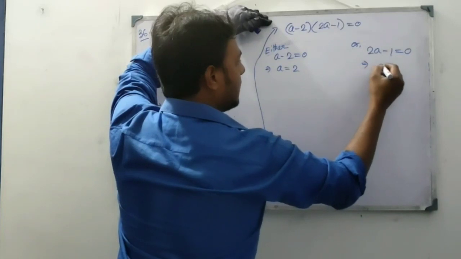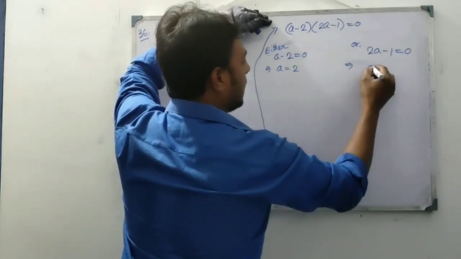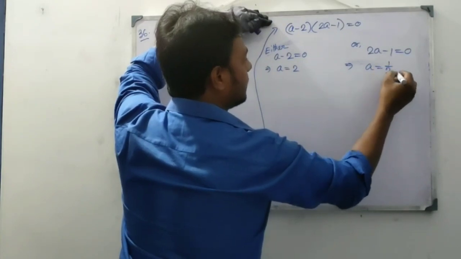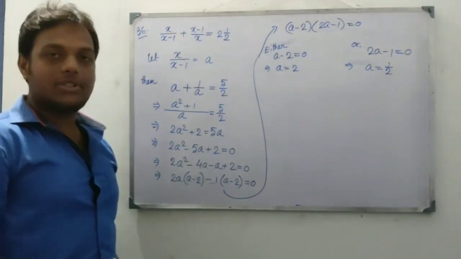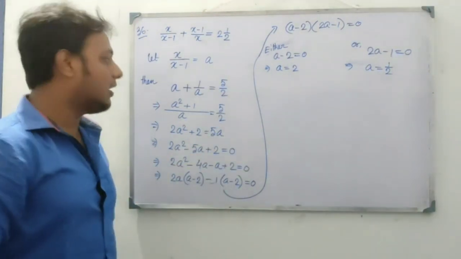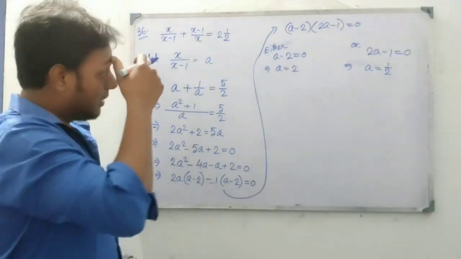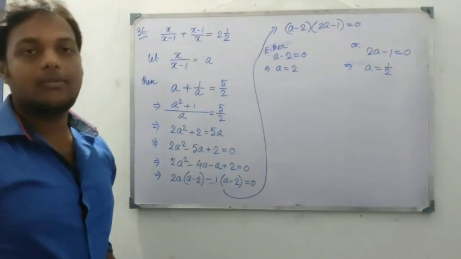This one gives us a equals to 1 by 2. Is it the complete solution? No. A was our assumption, so we can't keep a in the answer. Actually, our question was to solve for x, but we get here the value of a.